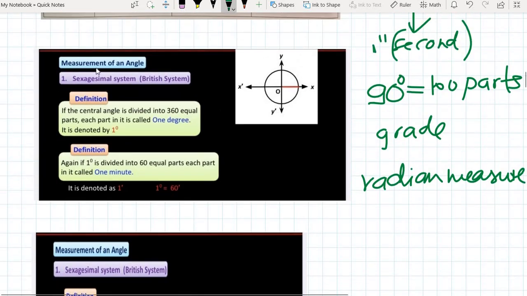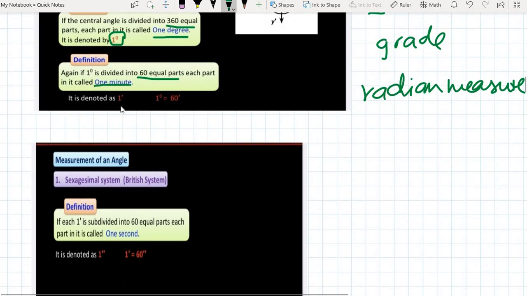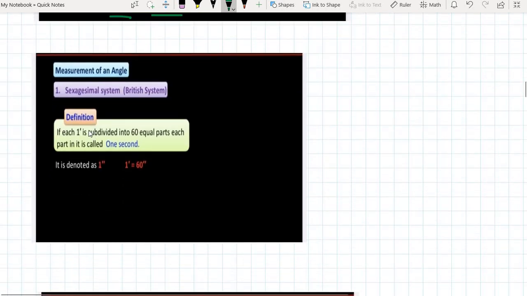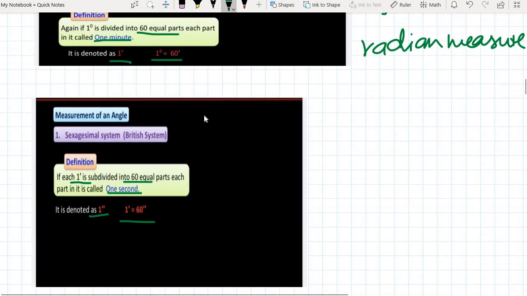Okay. Now we'll recall. We have considered the sexagesimal system. It is the British system actually. One full angle, meaning the central angle, is divided into 360 equal parts. Each part is called 1 degree and denoted like this. This 1 degree is again divided into 60 equal parts. Each part is called 1 minute. So 1 degree is equal to 60 minutes. Next, continuing the same, that 1 minute is divided into 60 equal parts. Each part is called 1 second. So 1 minute is equal to 60 seconds. So this is about the sexagesimal system.